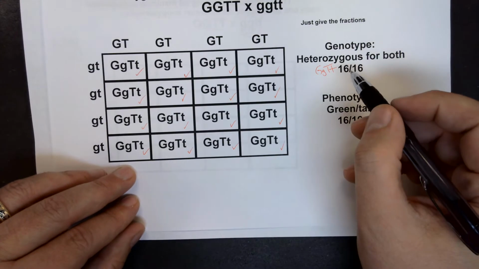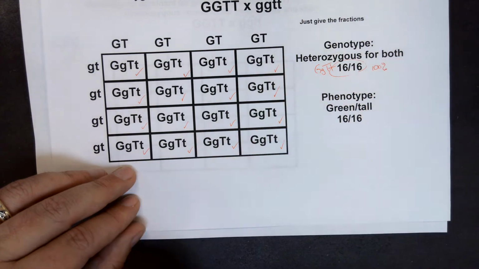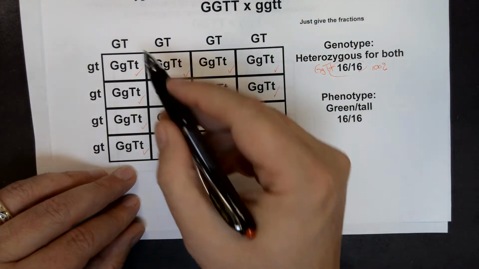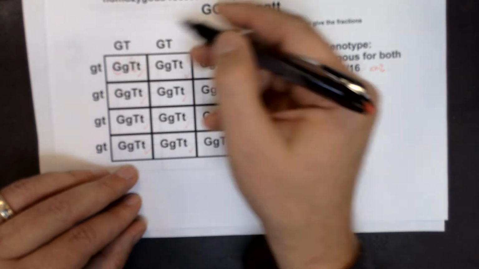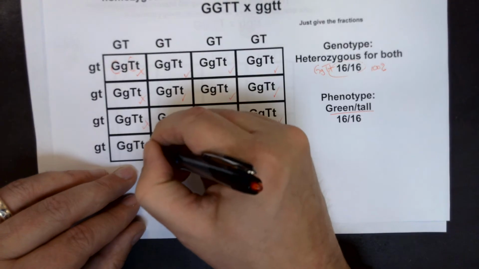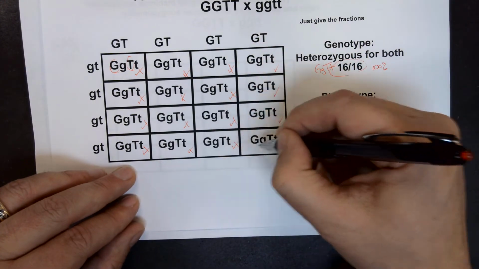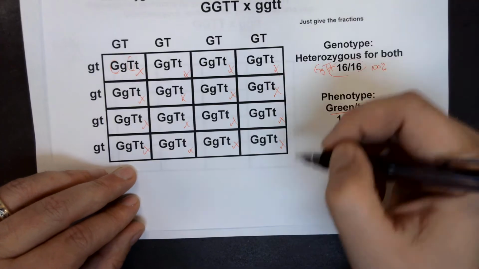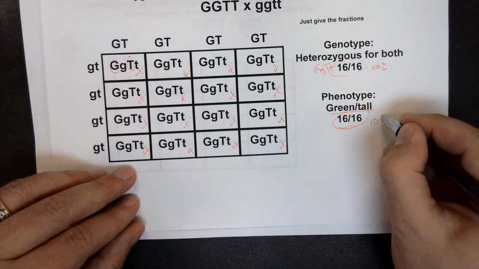You're going to have a couple of these on your packet, so that'd be 16 out of 16, 100%, if we wanted to go a percentage. And then I would look at the phenotype, green and tall, so they would all be green and tall. And then I usually come through and put a line through here just to make sure I've checked them all. So all of them, 16 out of 16, are green and tall.